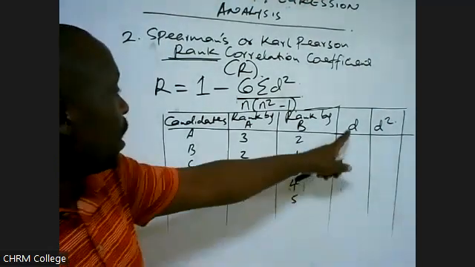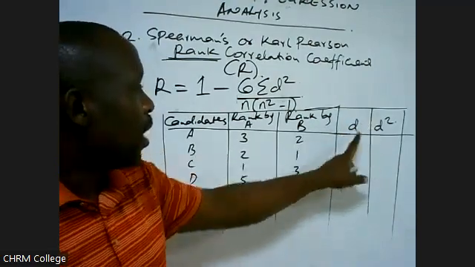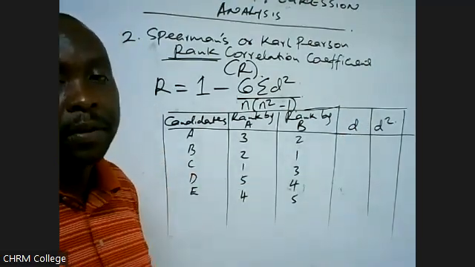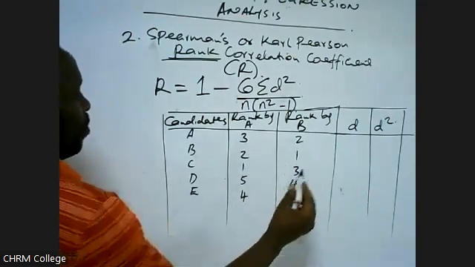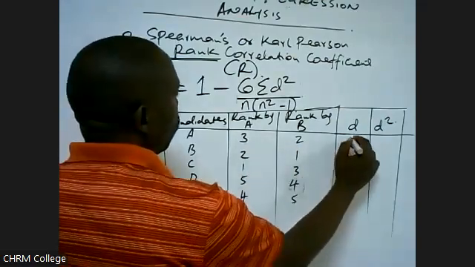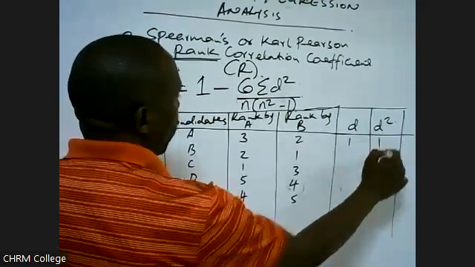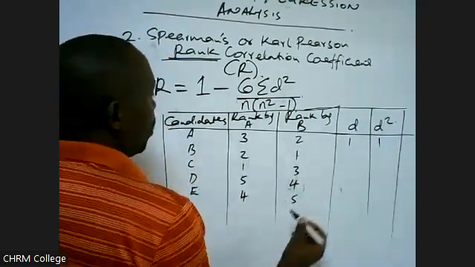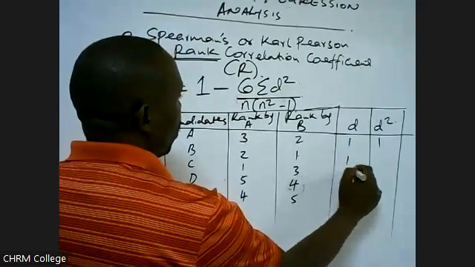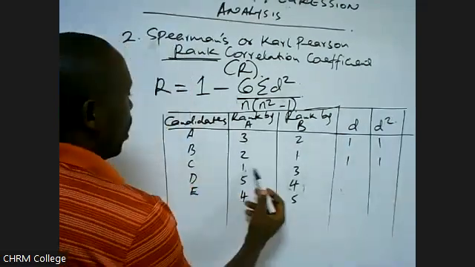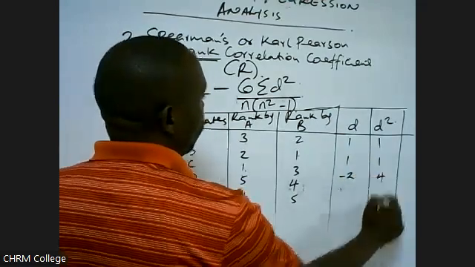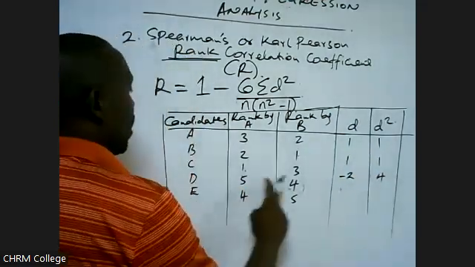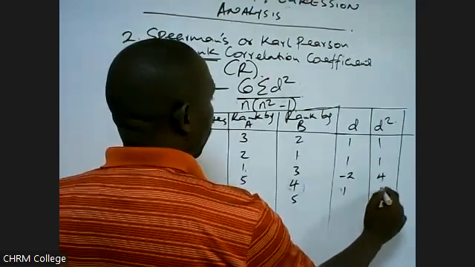Okay. You get D, and then D squared. D is the difference between the rankings. You just take ranking 1 minus ranking for Judge B. 3 minus 1 is 2. Then 2 squared is 4. 2 minus 1, you get 1. 1 squared is 1. 1 minus 3, it is negative 2. When you square negative 2, you get positive 4. 5 minus 1 is 4, and 4 squared is 16.